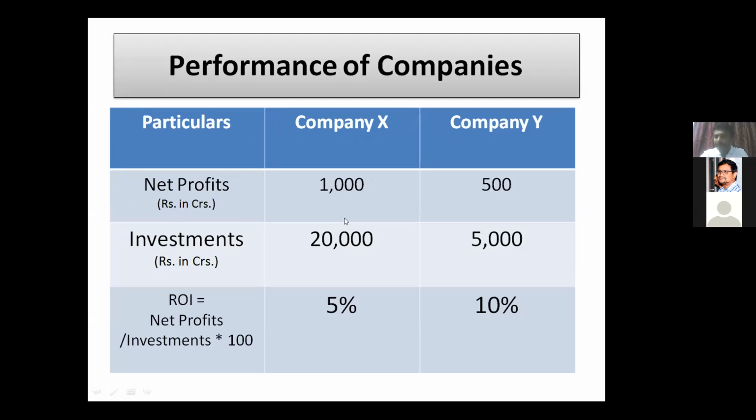compare both of them, company X has earned a net profit of 1,000 crores for an investment of 20,000 crores, which means for 100 rupees of investment, company X has earned only 5 rupees. Similarly, company Y has earned a profit of 500 crores for an investment of 5,000 crores. That means for an investment of 100 rupees, company Y would fetch you as high as 10% return. So with no doubt, we can say company Y has a better performance compared to X.